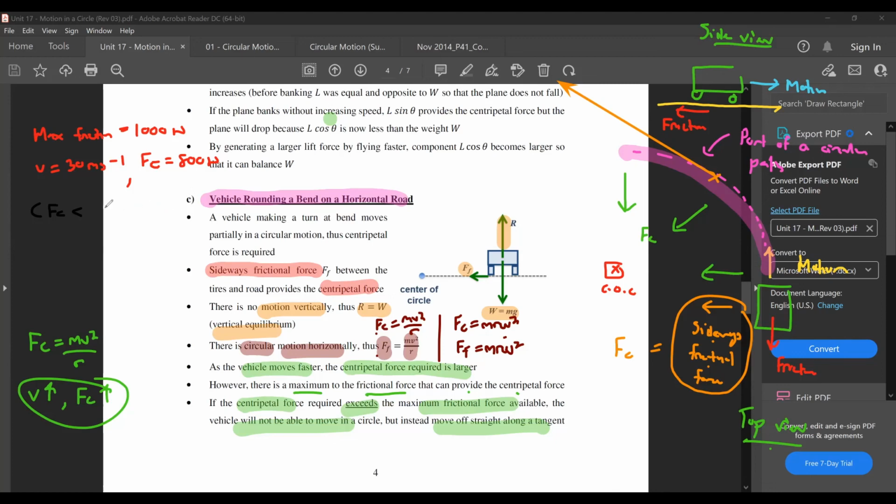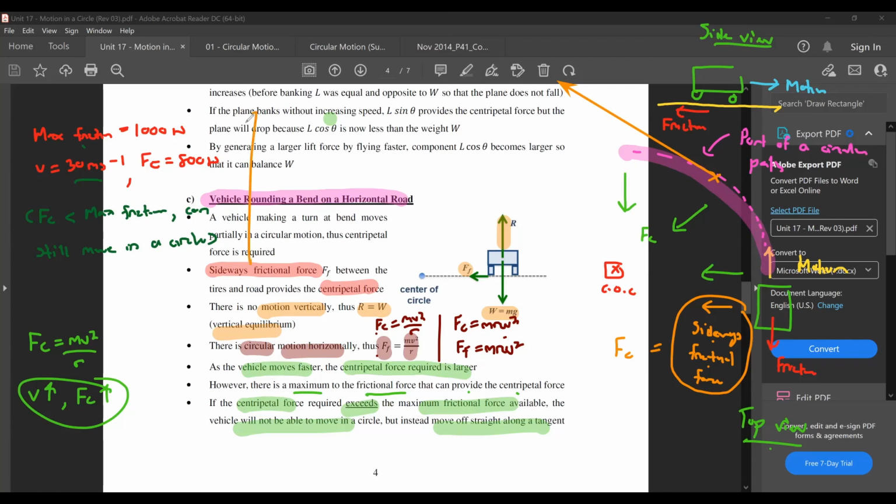Here I can say that your Fc is still less than your max friction, so you can still move in a circle, all right? So moving at this speed, your frictional force can still act as your centripetal force. There's enough of it available to act as your centripetal force. So you can still move in a circle.